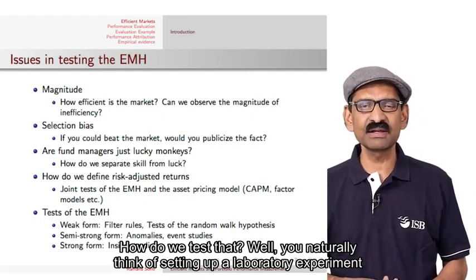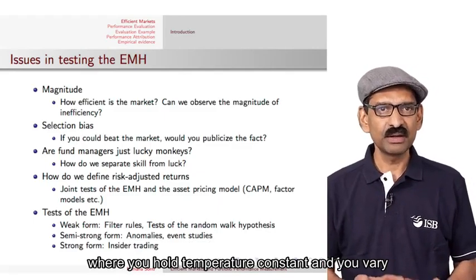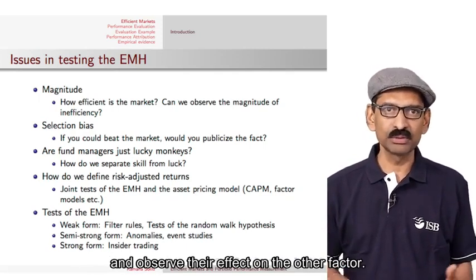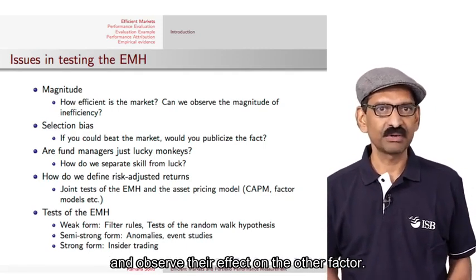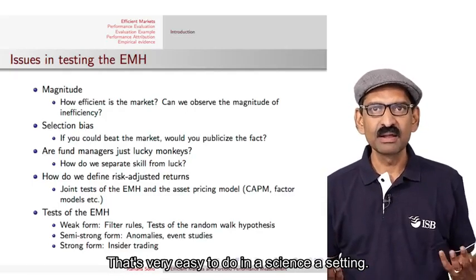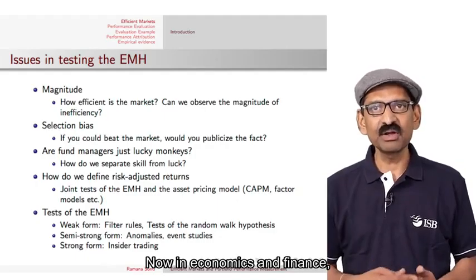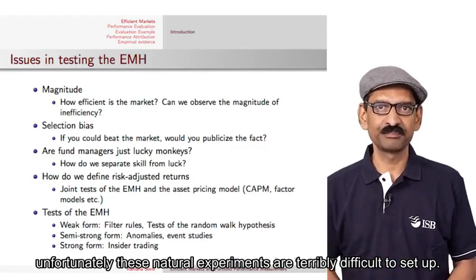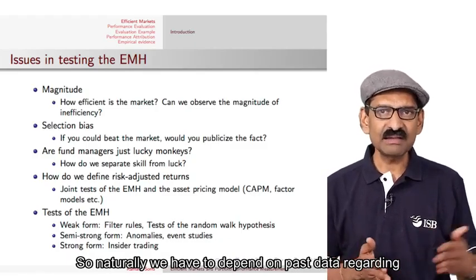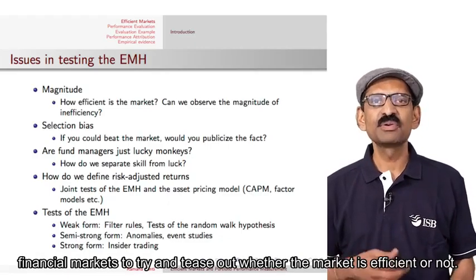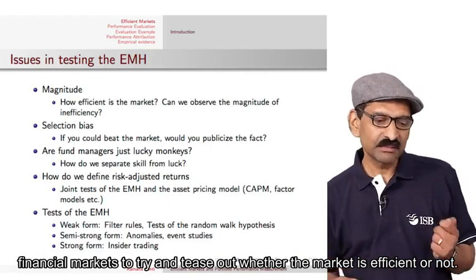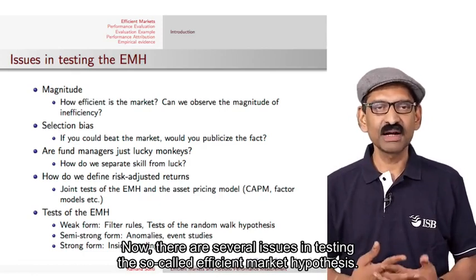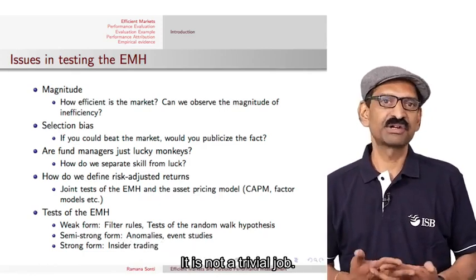Well, you naturally think of setting up a laboratory experiment where you hold the temperature constant and you vary the pressure on a certain gas or the volume and observe the effect on the other factor. That's very easy to do in a science kind of a setting. Now, in economics and finance, unfortunately, these natural experiments are terribly difficult to set up. So naturally, we have to depend on past data regarding financial markets to try and tease out whether the market is efficient or not. Now, there are several issues in testing the so-called efficient market hypothesis. It is not a trivial job.